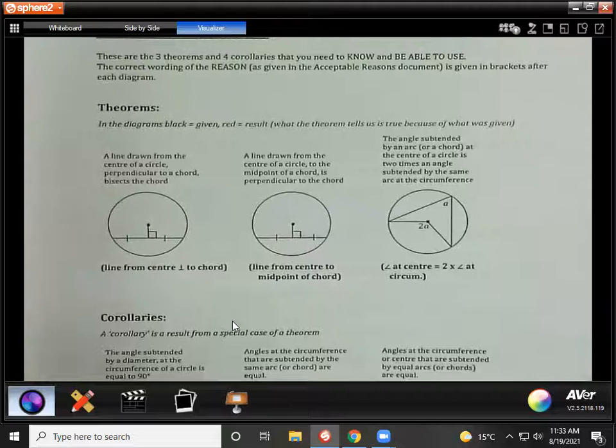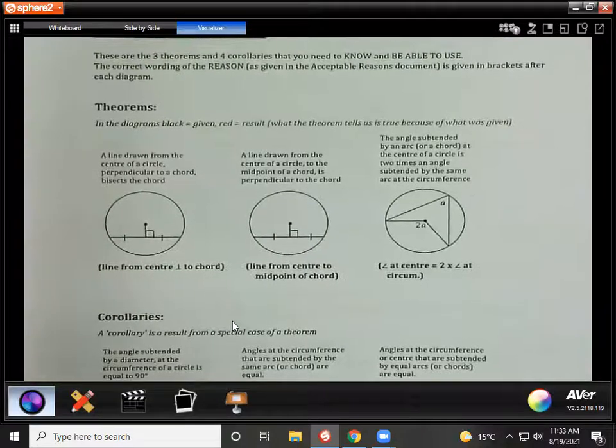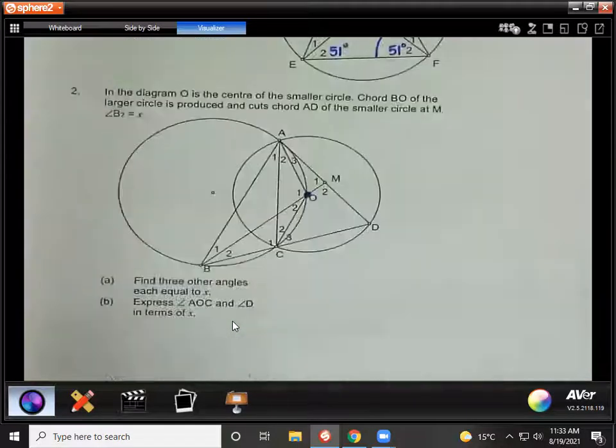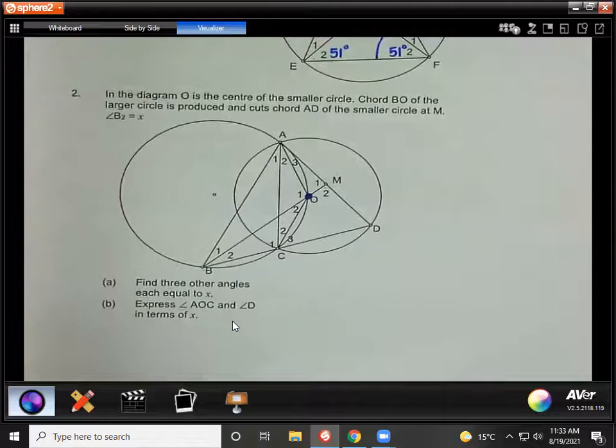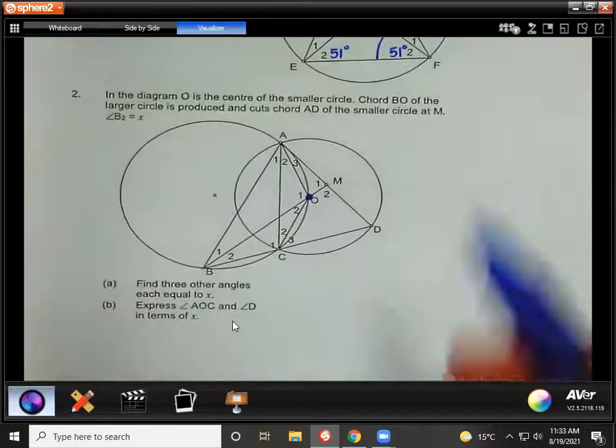Yes? They haven't told you it cuts at the midpoint. Yeah. Well, they might still. Yeah, they haven't told us that. But maybe we find the 90-degree angle or something somewhere. So it's just something to keep in mind.